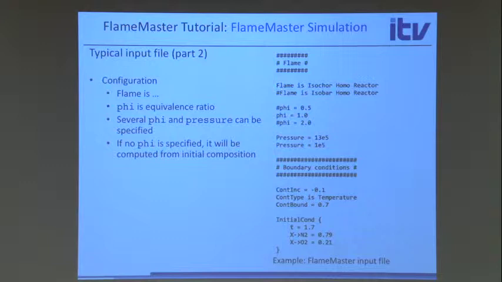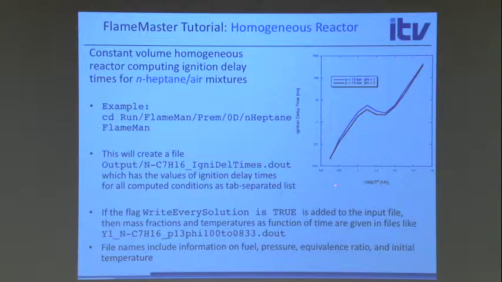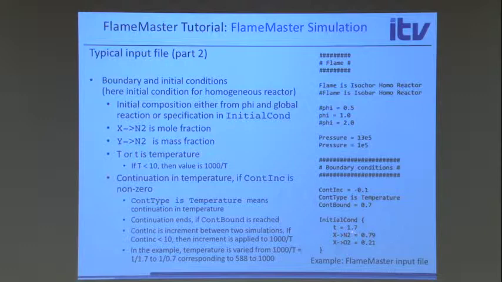But here's a little trick I invented when I was a grad student. If I specify a temperature that is less than 10 Kelvin, then it assumes this is the inverse of temperature, 1,000 divided by temperature. Because for these ignition delay times, we always want to plot it as function of 1,000 over temperature, okay? So then 1.7 here means, okay, this is obviously 1.7 Kelvin is not a reasonable temperature here. So this is 1,000 over the temperature. So it's 588 Kelvin.